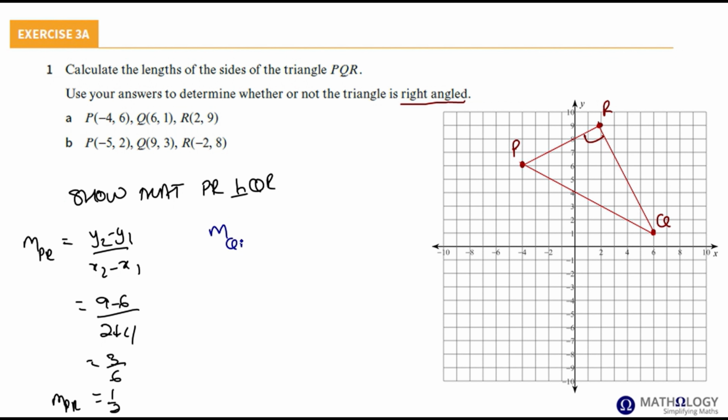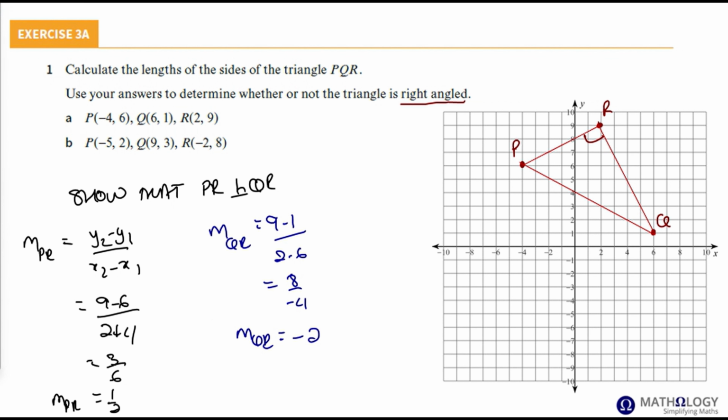Likewise, the gradient of QR is y2 minus y1 over x2 minus x1. So we will have 9 minus 1 over 2 minus 6, and that equals 8 over minus 4. The gradient of QR is negative 2.